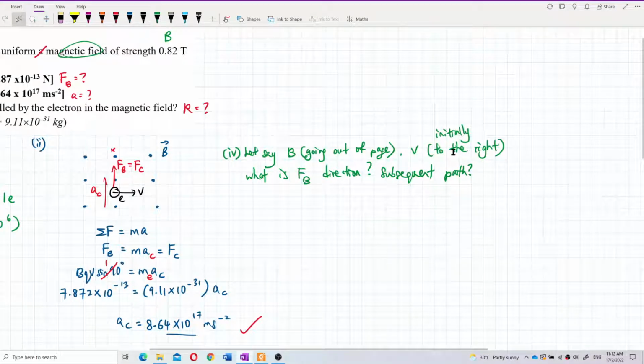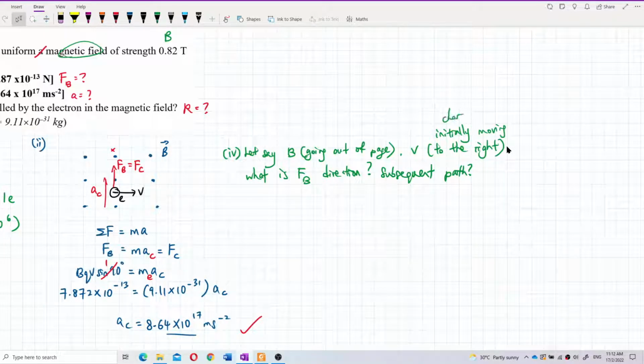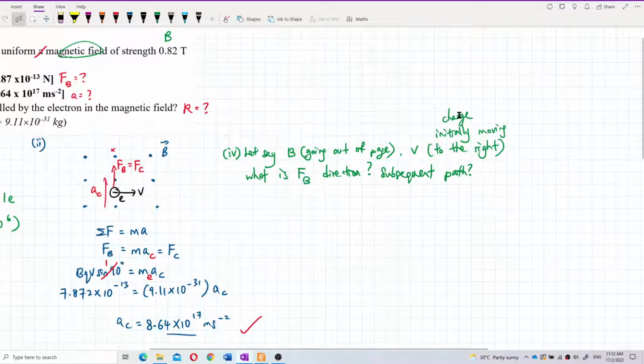Okay, the charge is initially moving to the right. That's the direction of velocity. The magnetic field is going out of the page. What is the magnetic force direction, and what is the subsequent path of the electron?